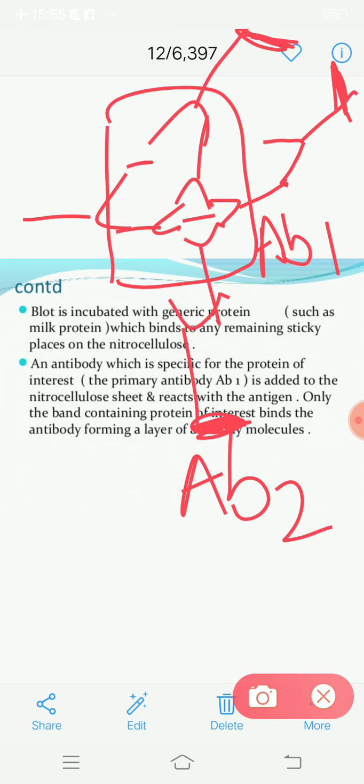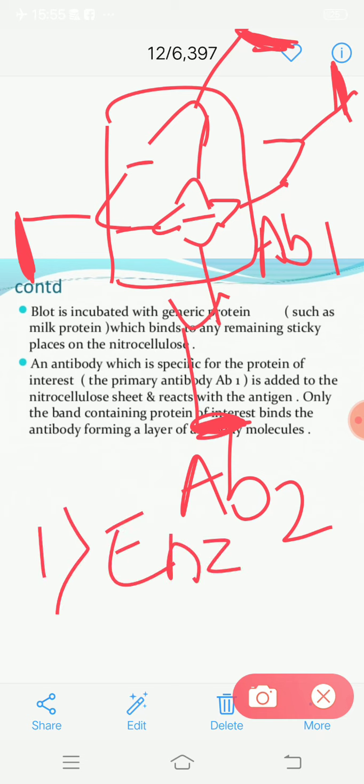It contains the radioactive label substance, so that you can detect it by the radioactivity, or by the fluorescence, or by the color change. For the color change, the enzyme system is used. The enzyme is attached to this antibody in such a way that when it goes and binds to antibody 1, the color will appear, and you can recognize that this band is your protein of interest band. Got my point? So this is all about this antibody or immunoblotting thing.